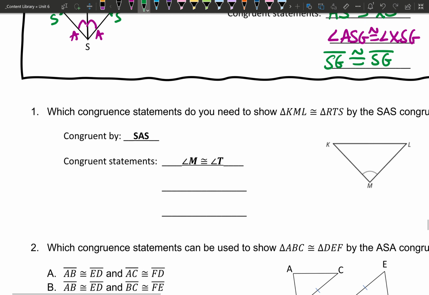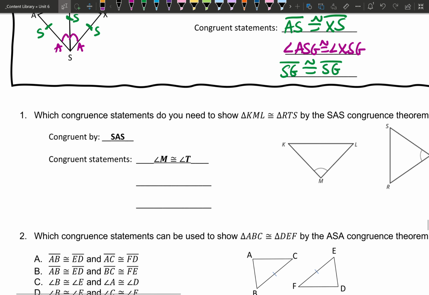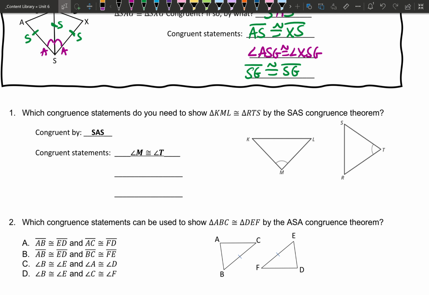All right. So, number one states, which congruent statements do we need to know to show that KML and RTS are congruent by side angle side? Well, it looks like we're given the angle. That means we need to mark two sides. We need to make sure that the sides make a sandwich, right? We got to make sure there's a side on either side of the angle.